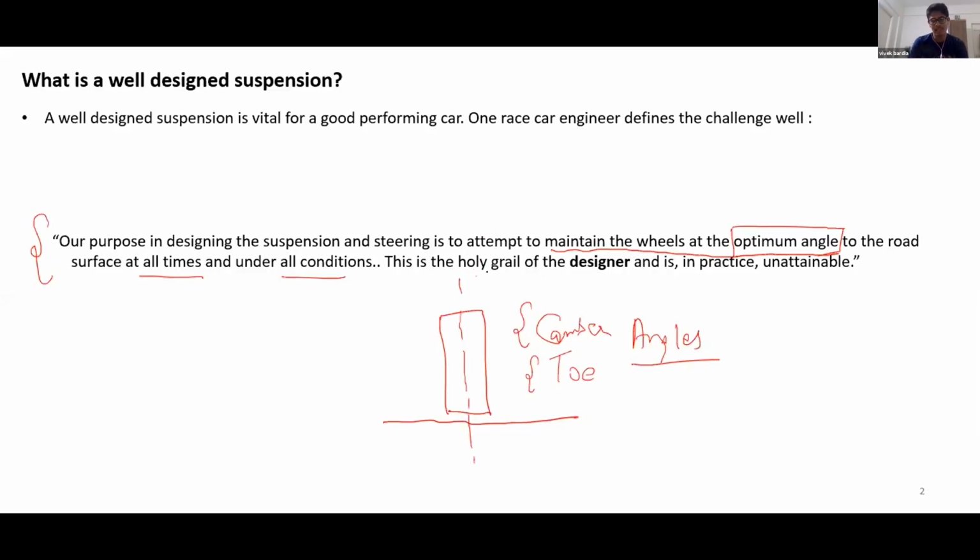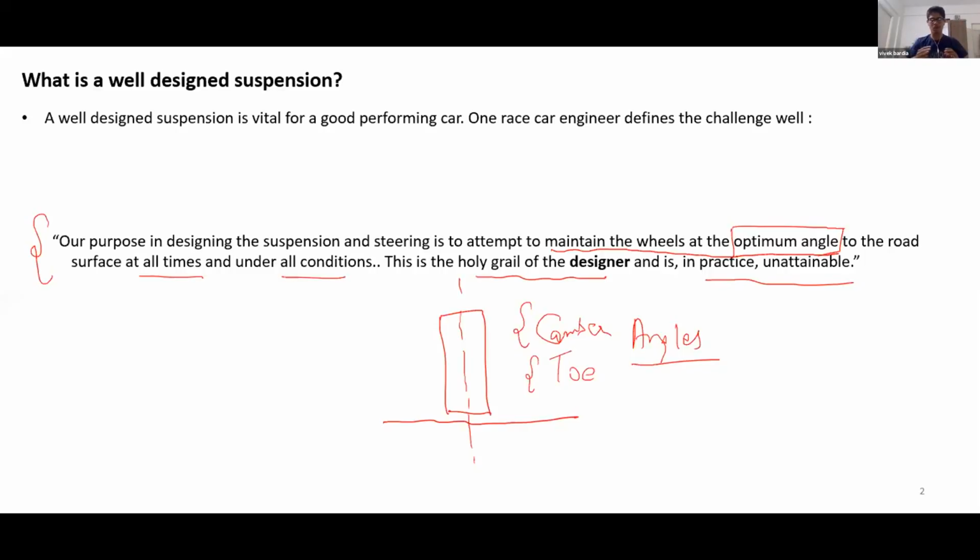This is the holy grail of the designer and is in practice unattainable. Maintaining the optimum angle of the wheel with respect to the road under all conditions is impossible, but we can still try to maintain the best possible compromise, right?